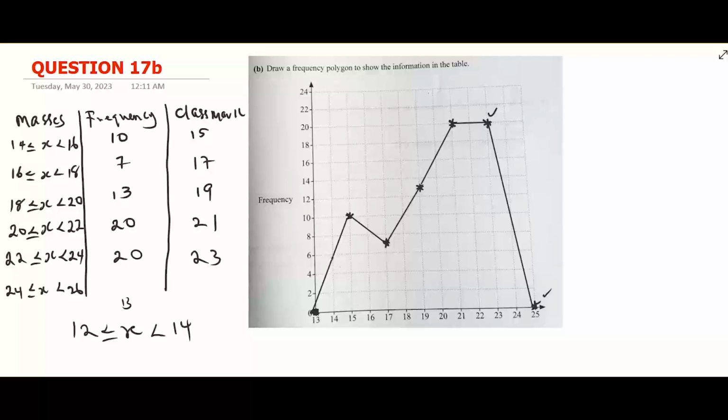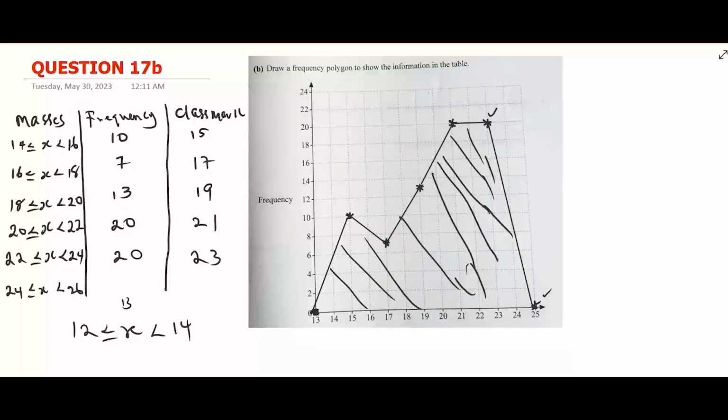So if you shade it very well, what we have inside this now is our frequency polygon. Everything you have inside here, that is the frequency polygon. It must be a closed shape. So everything you have inside here, that is the required frequency polygon. Let's go to the next one.